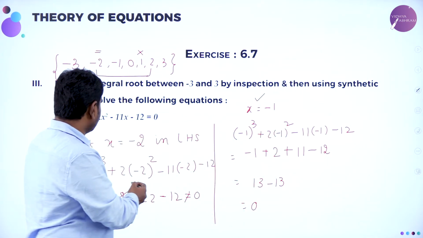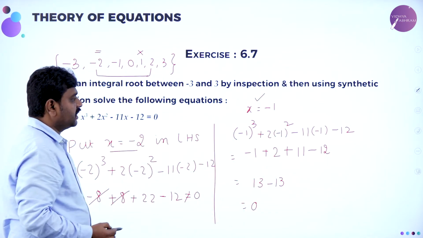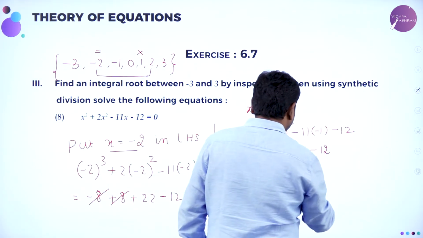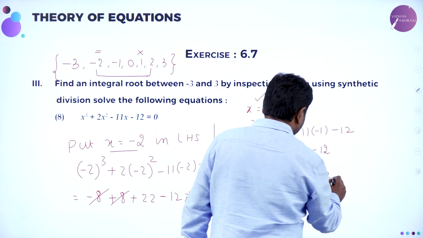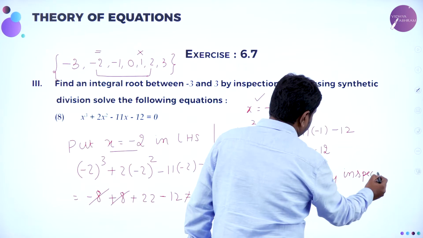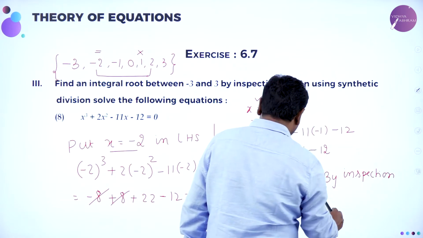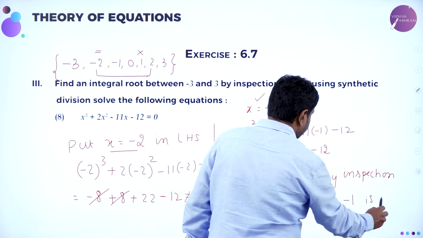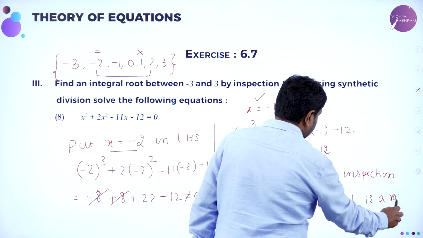Here, x is equal to minus 2 I tried, it failed. Then I tried with minus 1, it satisfied. So therefore, what is the conclusion? By inspection, so now we have done inspection. By inspection, we got one of the roots. What is the root? By inspection, x is equal to minus 1 is a root. You got one root now.